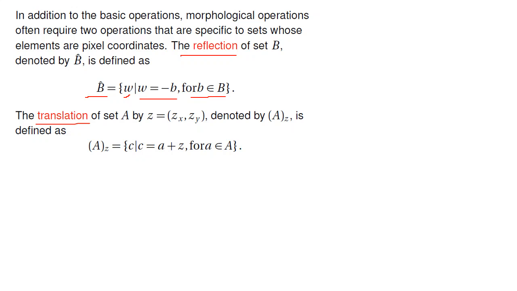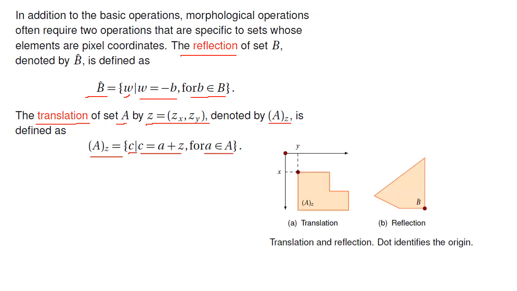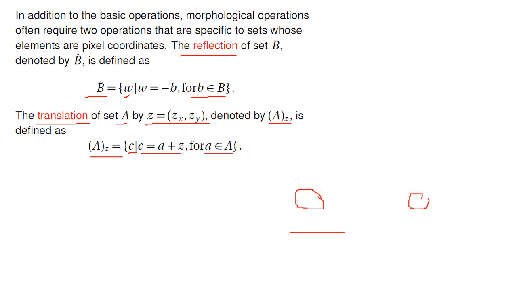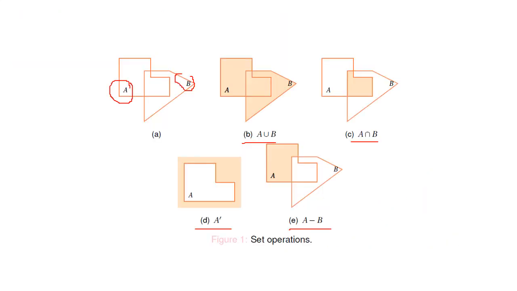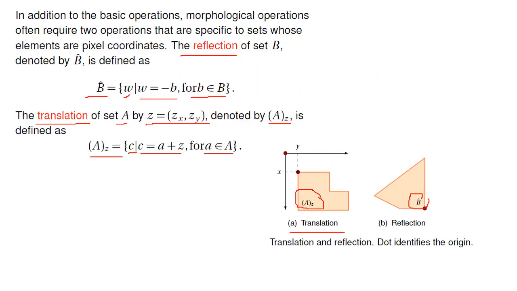Then there is translation of set A by z equals z x, z y, denoted by A z. In this case, A z means all elements c such that c equals a plus z for all a in A. Here they are pictorially, so you can see the translation by z, which is quite easy, and the reflection. The original image was like this. You remember set B, and now it has been reflected in this image.